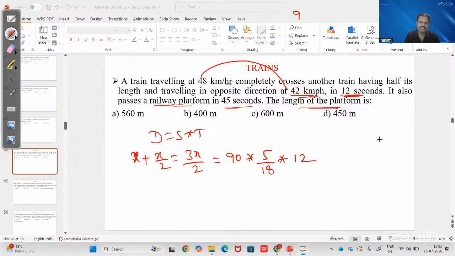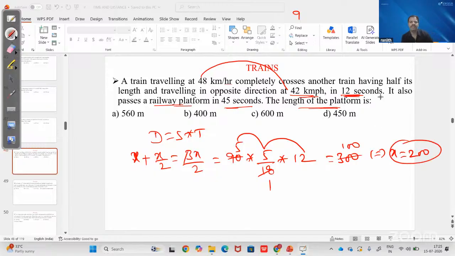So do the simplification. 18 ones are 18, 18 fives are 5, 5 fives are 25. 25 into 12 equals 300. So 3x by 2 equals 300, where x equals 200. So I got x equal to 200. What is the next statement?